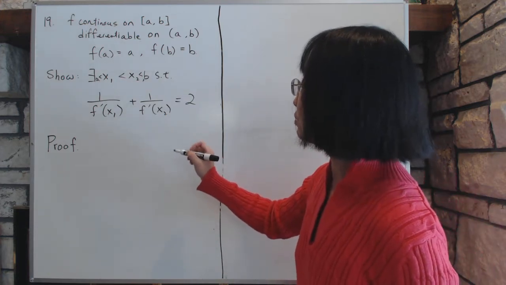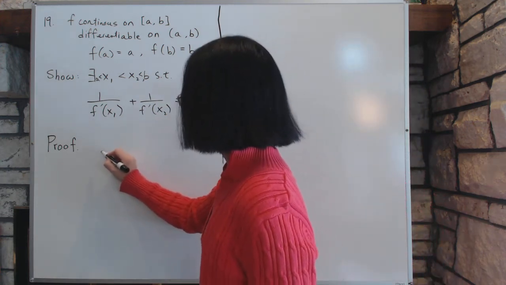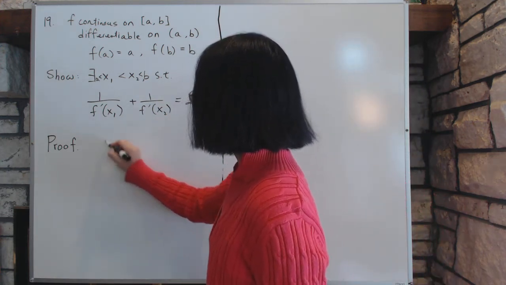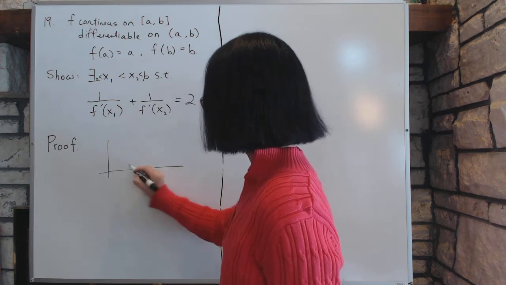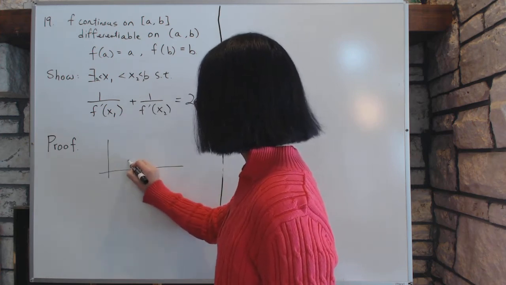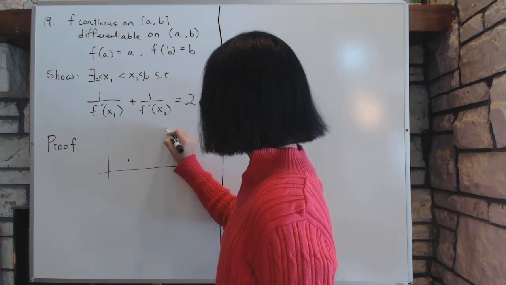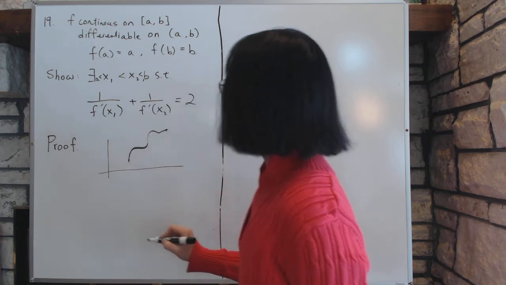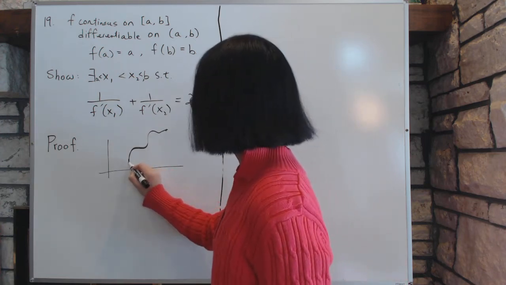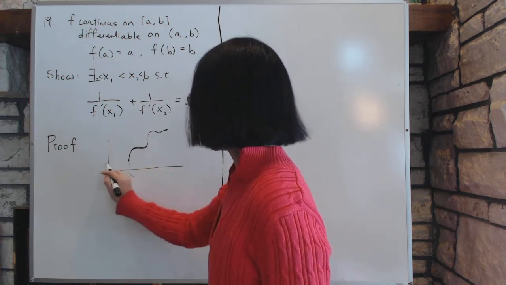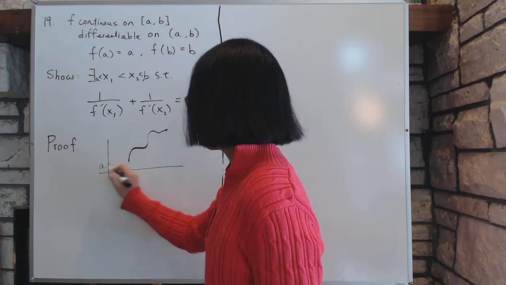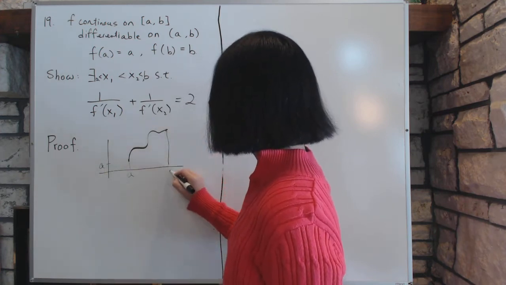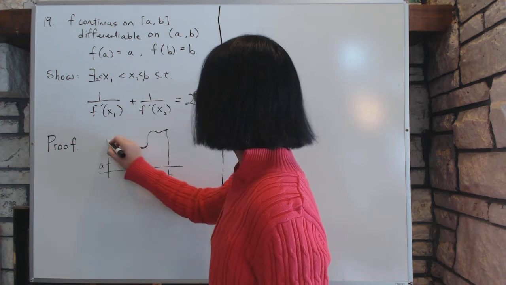What you do is you choose a point. Well, first we'll draw the picture of the graph. This is a. f(a) equals a, and f(b) equals b, and then f will go its way around. So this is a, and this is also a, right here, and this is b. And up here is also b.